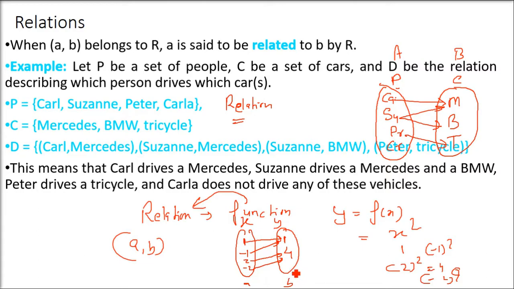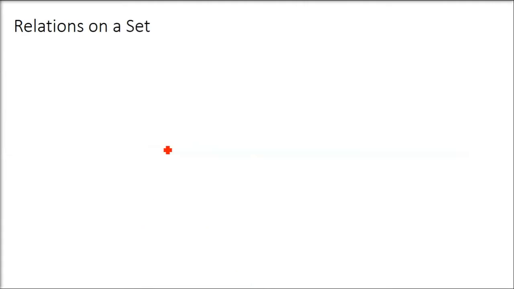So nothing is remaining. Every element has an image. That is the first set. So this is the specification of function. It is a relation, no doubt it's a relation. But the function has to have an image. So it's a specific kind of relation, you can say. This Carla is not driving any car, so it is not a function.